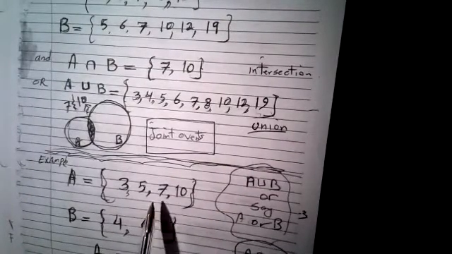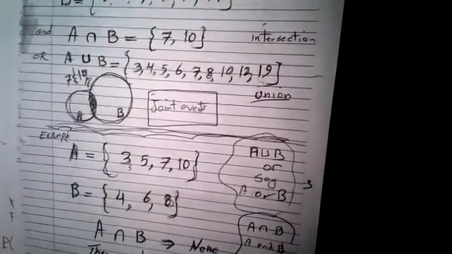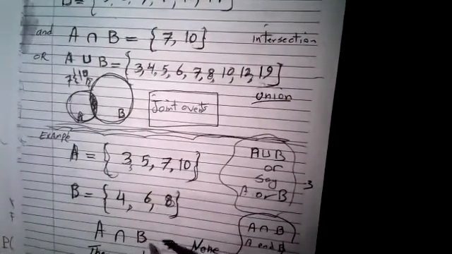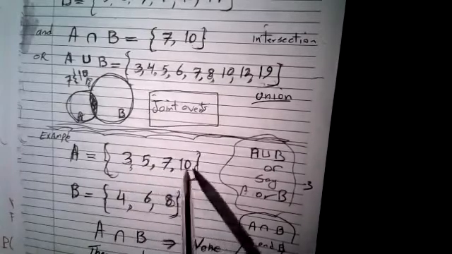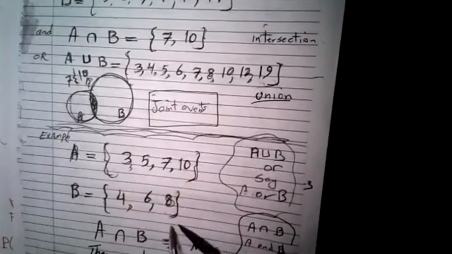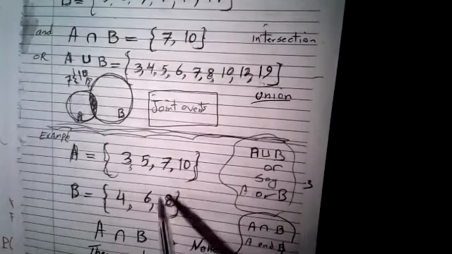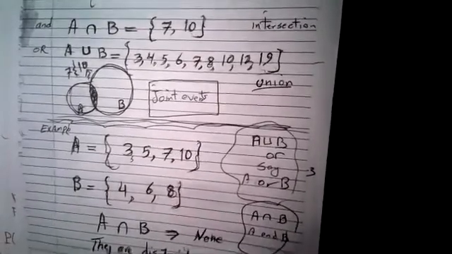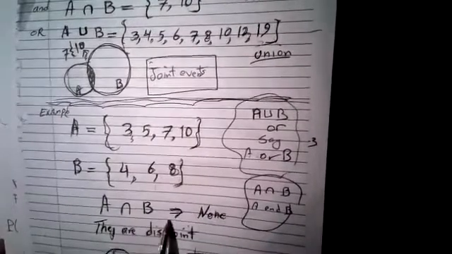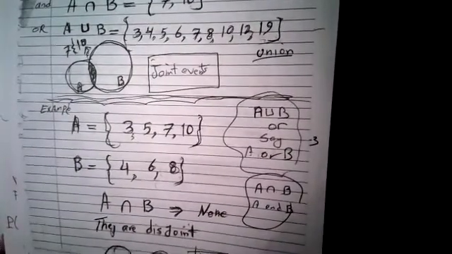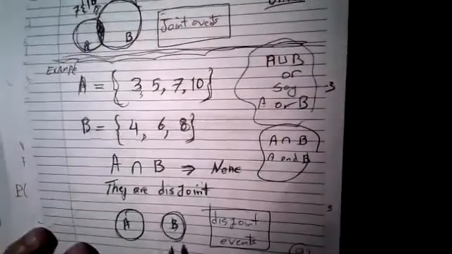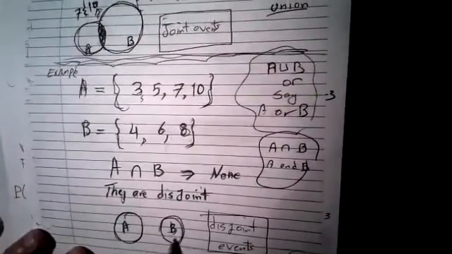And then here we are talking about, look at these 2 events. One has 3, 5, 7, 10, these numbers, the other one has 4, 6, and 8. Do they share any number? Do they have any number in common? No. So the intersection of these 2 is 0. They call it disjoint. They're completely separated. See, they don't have anything, and you cannot overlap these 2.